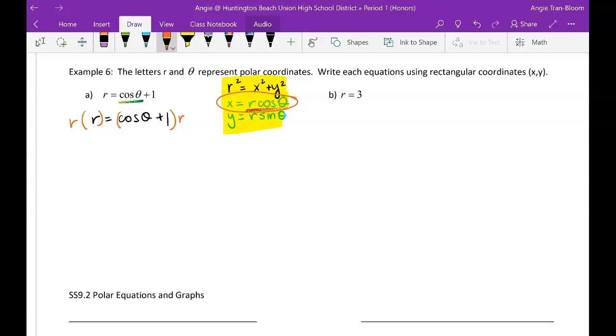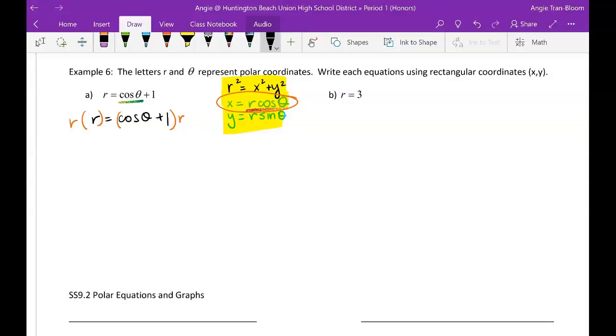Would you agree? I don't want to square both sides, which is also okay to do at times, but squaring both sides here is not going to help me on the right side. So that's why we are going to multiply both sides by r instead of squaring both sides. Again, you can square both sides and you can multiply both sides by r, but squaring both sides on this one will not help us.